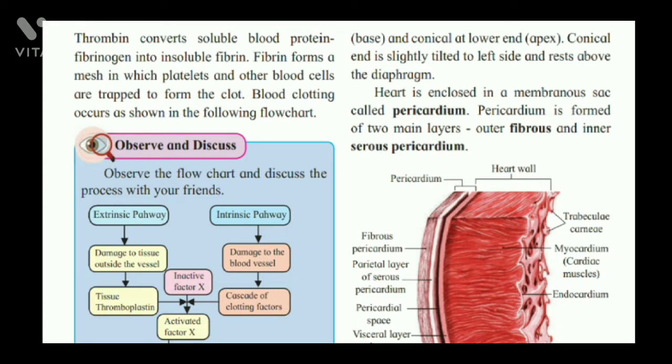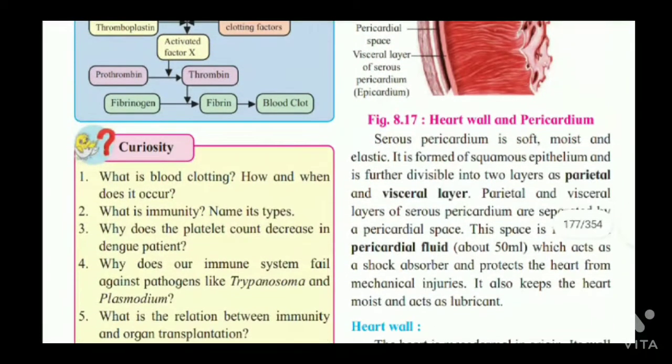The heart is enclosed in a membranous sac called the pericardium. Pericardium is formed of two main layers, outer fibrous and inner serous pericardium. Serous pericardium is soft, moist and elastic. It is formed of squamous epithelium and is further divisible into two layers as parietal and visceral layer. The parietal and visceral layers of serous pericardium are separated by a pericardial space. This space is filled with pericardial fluid. It is about 50 ml, which acts as a shock absorber and protects the heart from mechanical injuries. It also keeps the heart moist and acts as a lubricant.